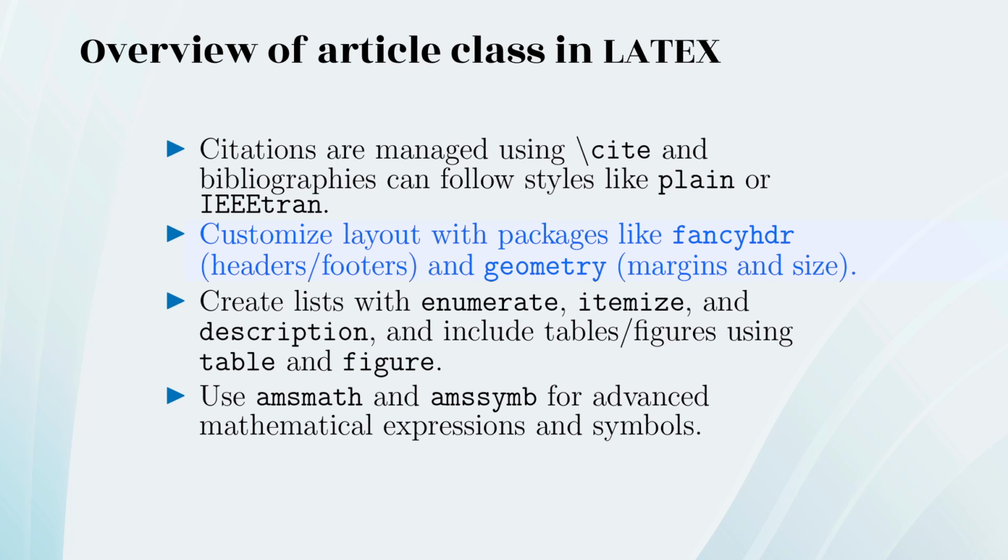The article class supports several types of lists which can be created using the enumerate, itemize, and description environments. These list types allow you to organize information in an ordered, bulleted, or descriptive format, making your documents more readable and structured. When it comes to adding visual elements like tables and figures, the table and figure environments are available to include and properly position these elements.